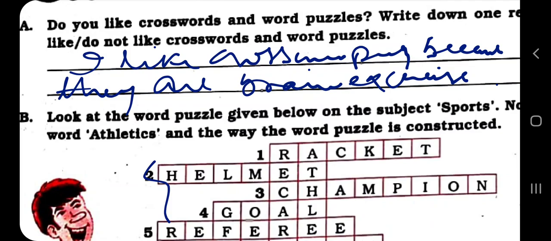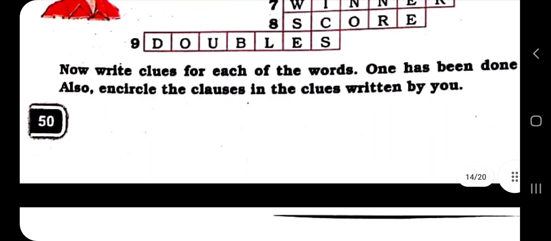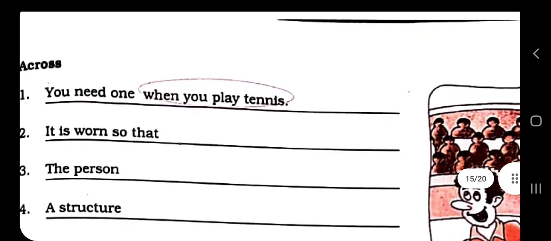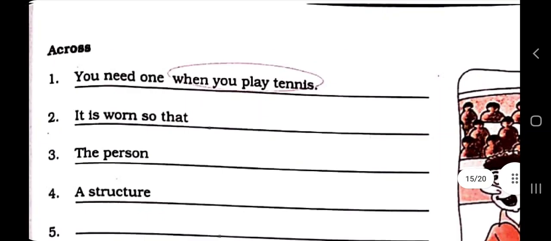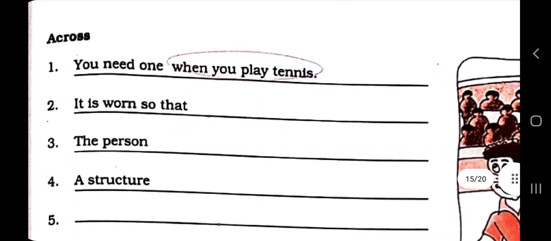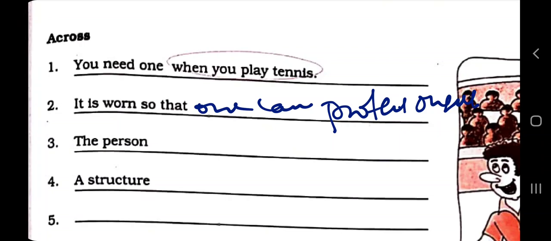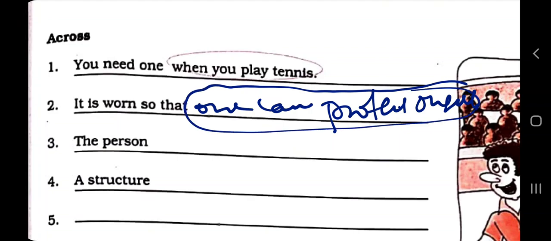Now these are the words, and you can write clues for each of the words. One has been done as an example. Also encircle the clauses in the clues written by you. Now you need one when you play tennis. What is that? Racket. Now second is helmet. It is worn so that you can protect yourself. One can also write, so that one can protect oneself. Now next is champion.